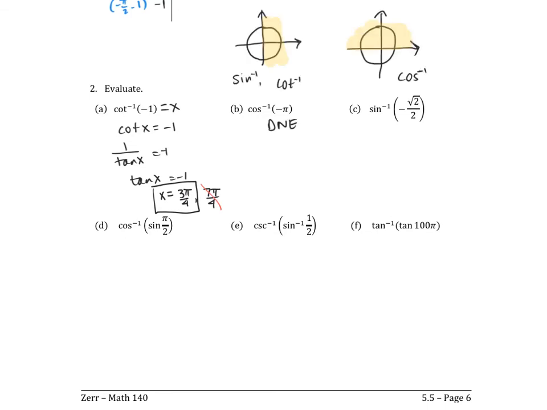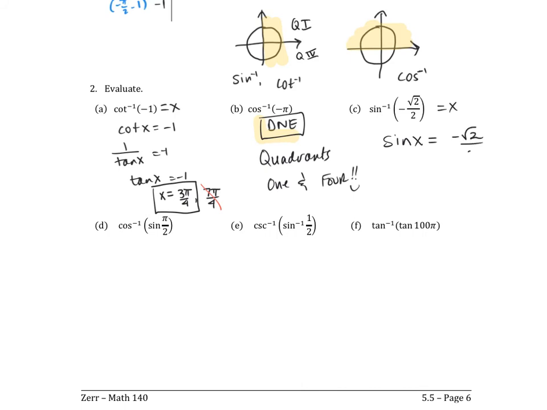Okay, so let's see, arc cotangent and arc sine are only defined within quadrants 1 and 2, and then arc cosine is only defined from 0 to pi. So for B, that does not exist. Does not exist. And here we would get sine of some angle is negative root 2 over 2. And within that range, we need to go from negative pi over 2 to pi over 2. So we would use negative pi over 4.